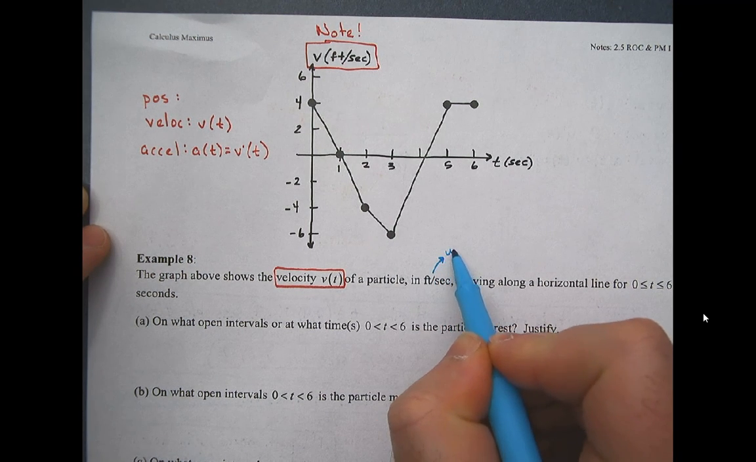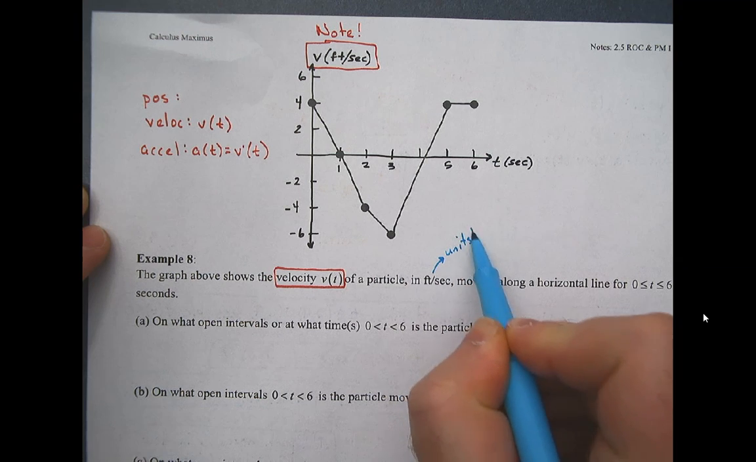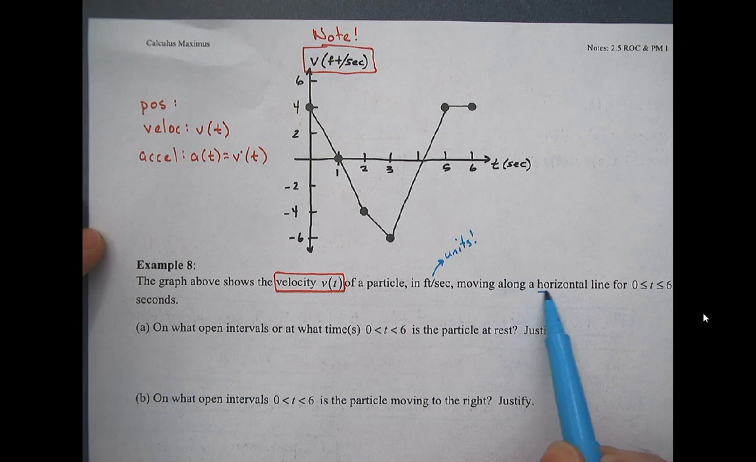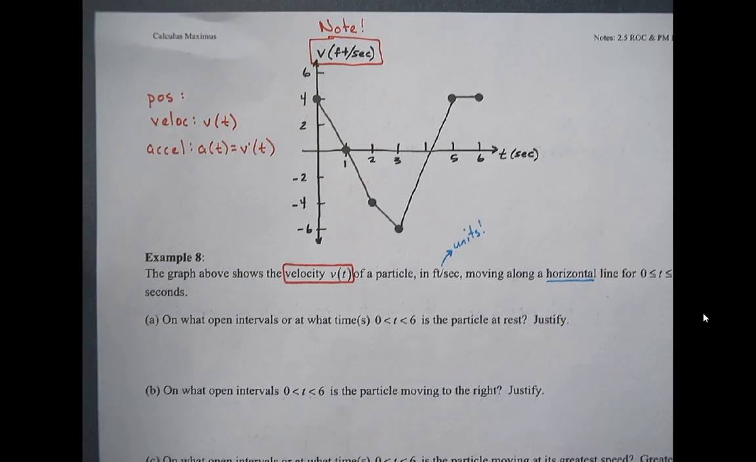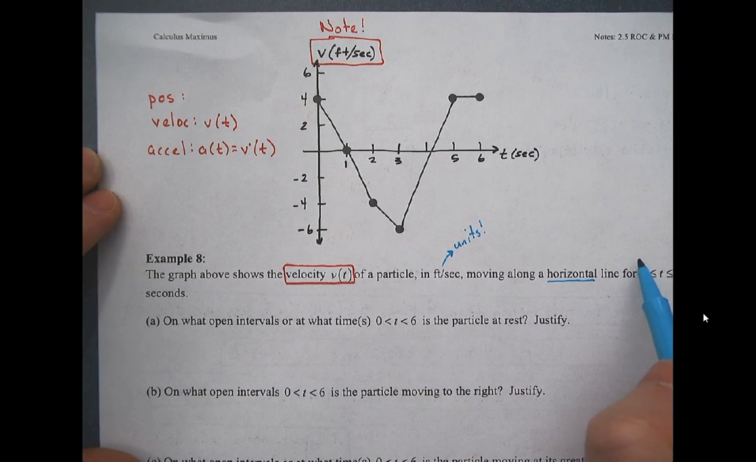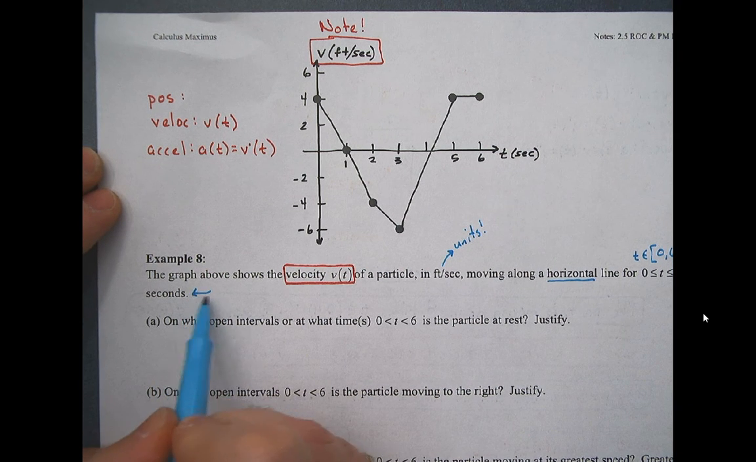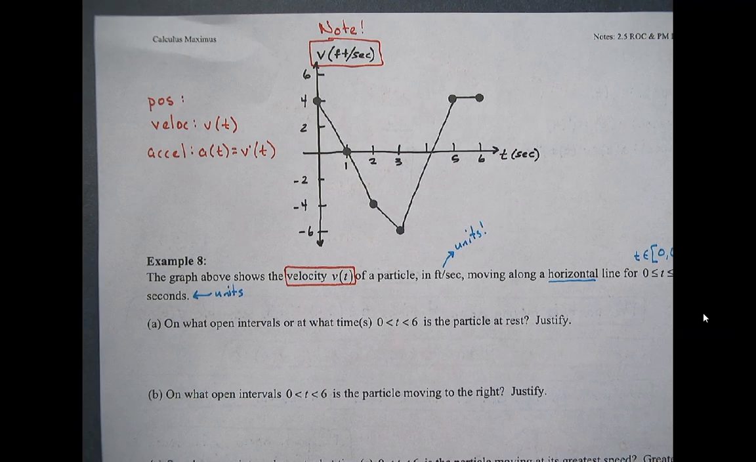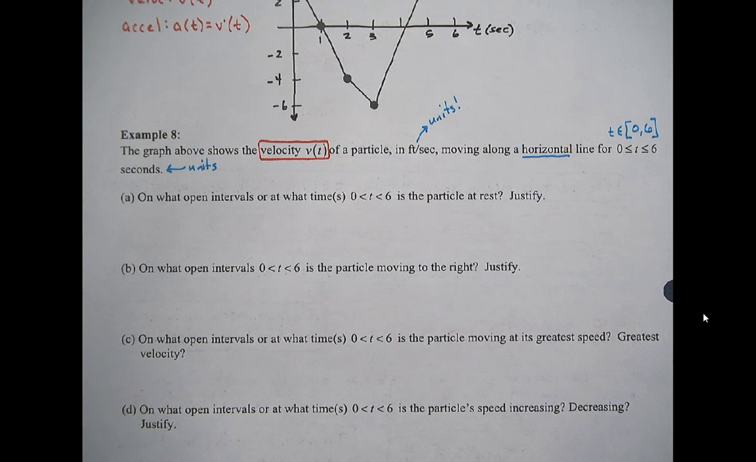Here we go. This means that my answer needs to have units. We're moving along a horizontal line, so that means we're going left, right. I like to organize this as an interval so that I can see it in interval notation. From 0 until 6. And then here we have units again. On what open intervals or at what times is the particle at rest?